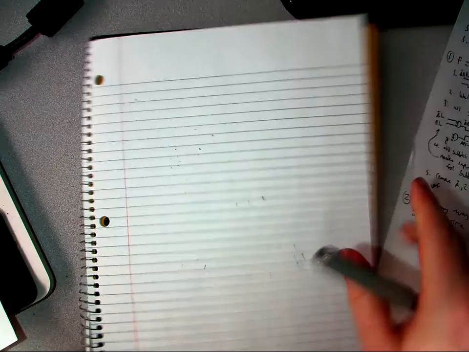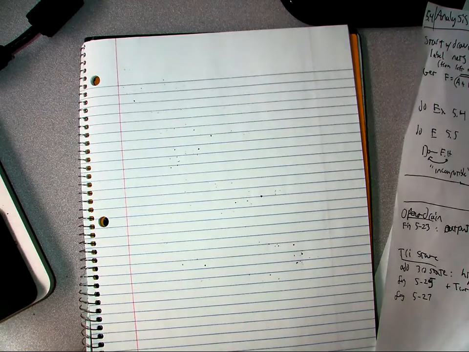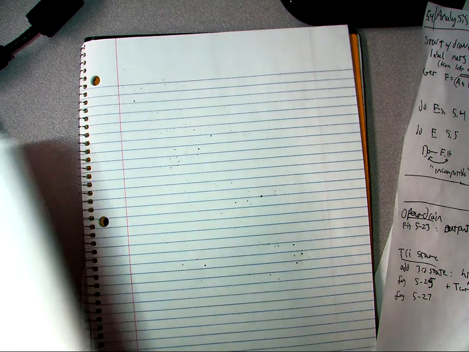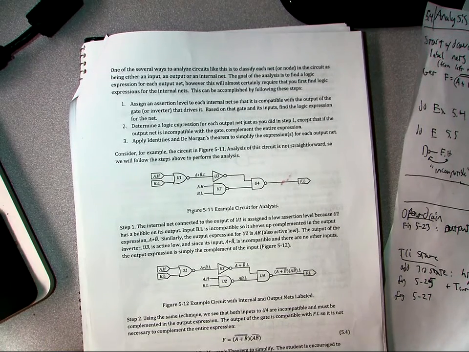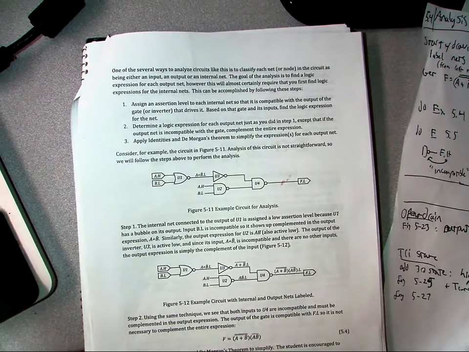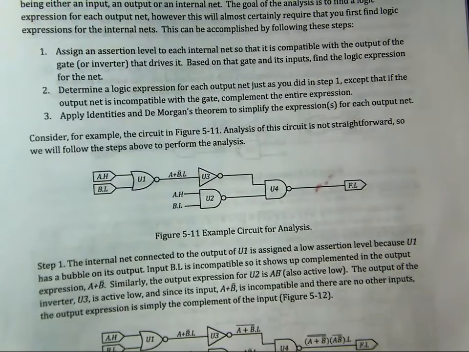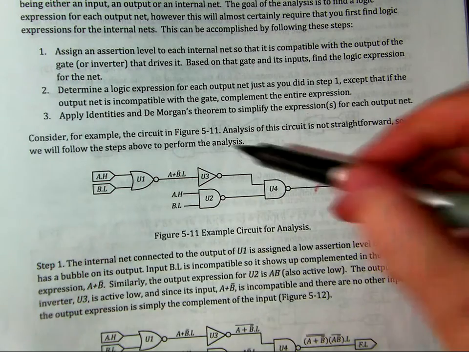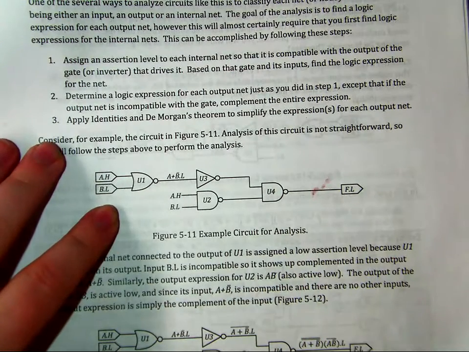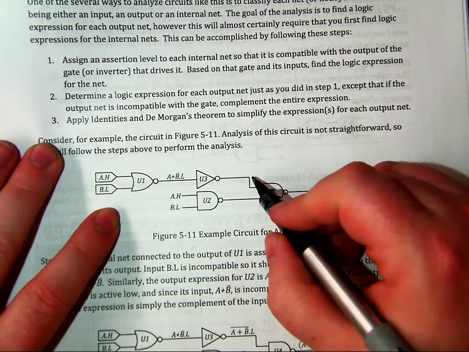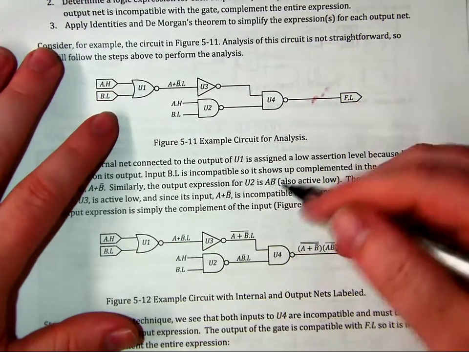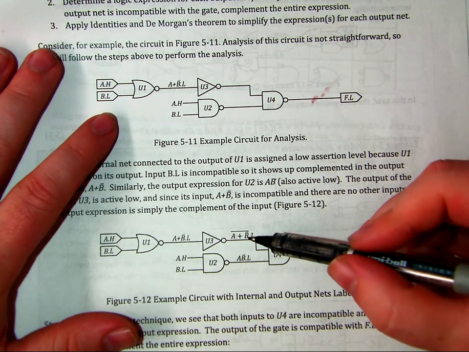So let's start with a new page. And if we're going to go ahead and look at figure 5-11, I'll just pull that up this way and zoom in a little bit, if I remember how to zoom in. Okay, so here's the circuit, this 5-11. The first thing that you want to do when you're doing analysis is explicitly label your nets. So that's what we see here. This net is labeled as A or B.